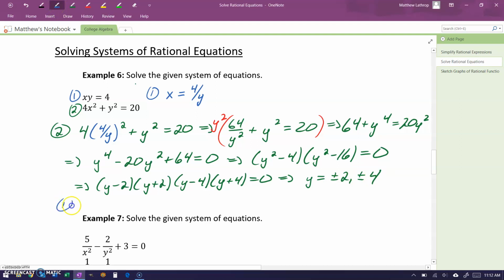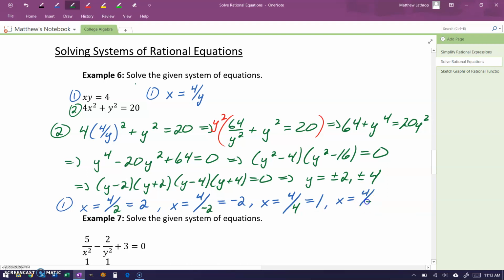From there, we need to go back to equation 1 and substitute in our different values to find those corresponding values for x. We'll start off by substituting in y equals 2, which will set x equal to 4 divided by 2, or 2. For y equals negative 2, we'll get x is equal to 4 over negative 2, meaning x would be equal to negative 2. For y equals 4, we would get x is equal to 4 divided by 4, meaning x is equal to 1. And then if we substitute in negative 4, we would get x is equal to negative 1.